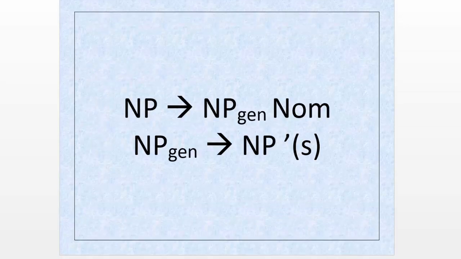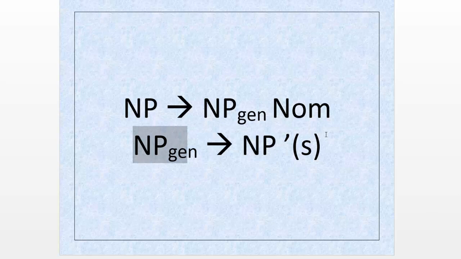So as a result of these facts, we know what our rules are going to look like for dealing with genitive noun phrases. First of all, as we've said, the apostrophe s, or the apostrophe, is going to combine with a noun phrase. When it does that, we'll say it makes an NP gen.